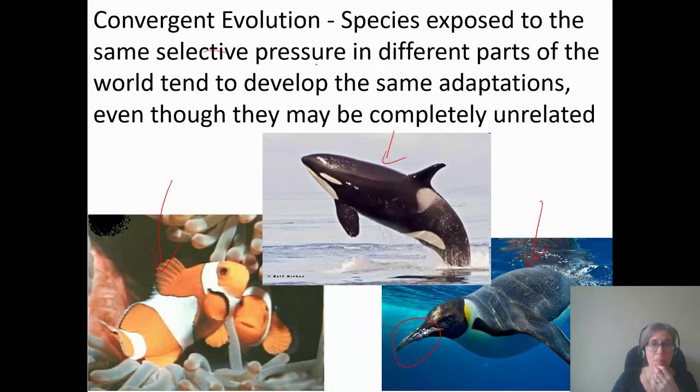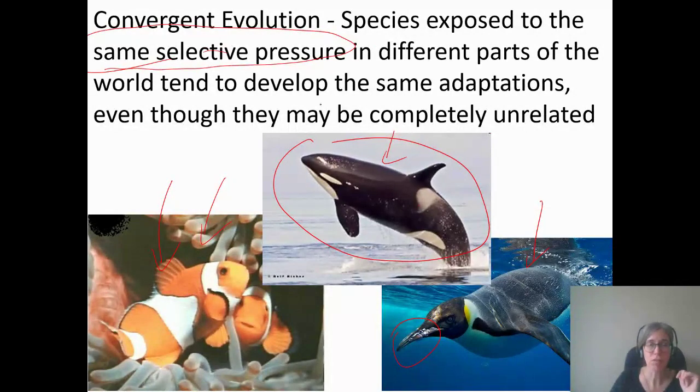But anyway, they went through lots of changes, and the ancestor of the whale didn't look anything like a fish. You'd have to go way back further in its evolution to find a common ancestor for all of them, right? So there were lots of changes along the way. So anyway, these species are exposed to the same selective pressure. The selective pressure here would be water, right? They all live in water.